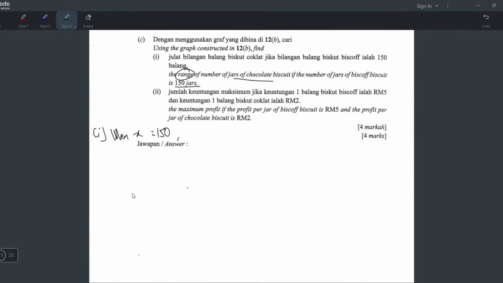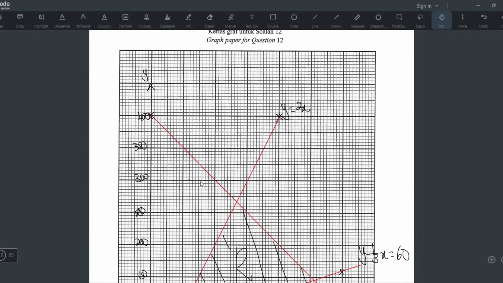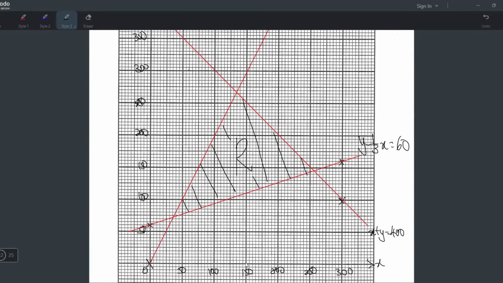Okay, when you find the range, you have to write like this. In between, and then you write Y. Here you write the minimum value, and here you write the maximum. That means I have to find my Y minimum and Y maximum first. So I will go to my graph, go to X and find 150, and then start to draw the line.